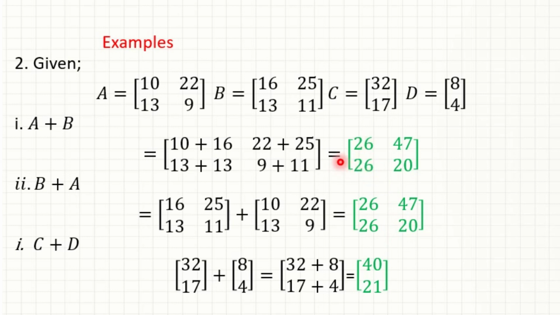If you have noticed, our answers, our end results from Roman 1 and Roman 2, are the same. That shows us that even if we interchange the matrices in addition, it gives us the same matrix. That is, A plus B is the same as B plus A. Now, matrix C plus D, you have the 2 by 1 matrices. That will be C plus D. 32 plus 8, you'll get 40. 17 plus 4, you get 1.